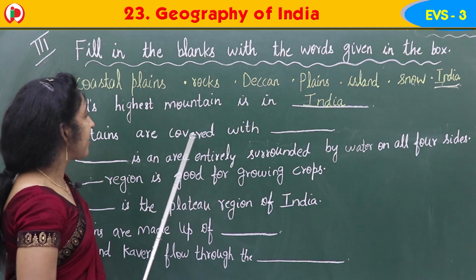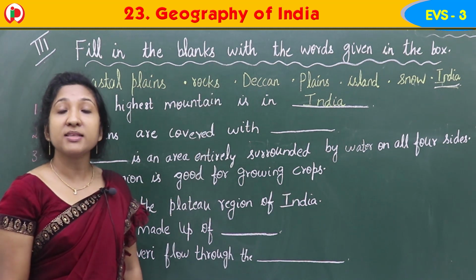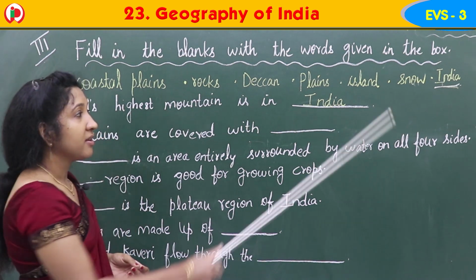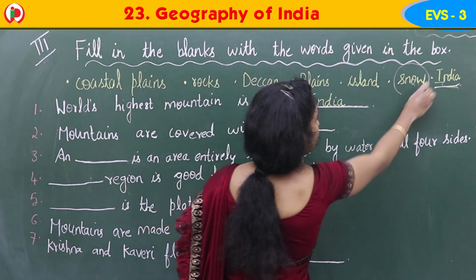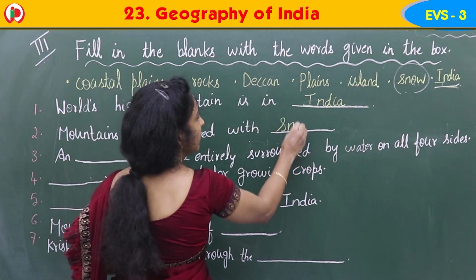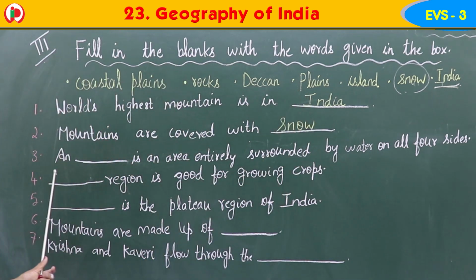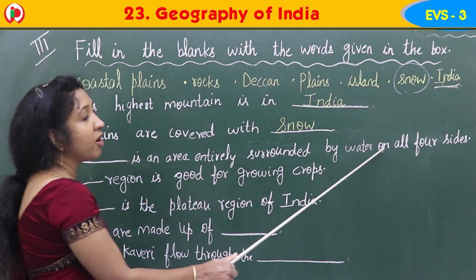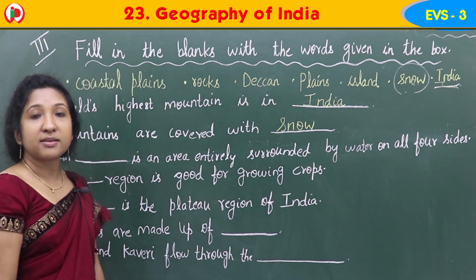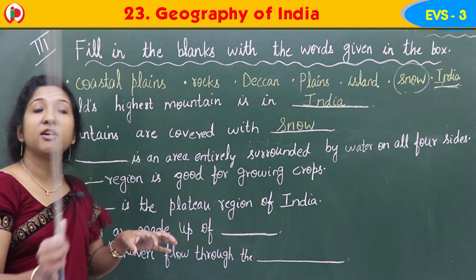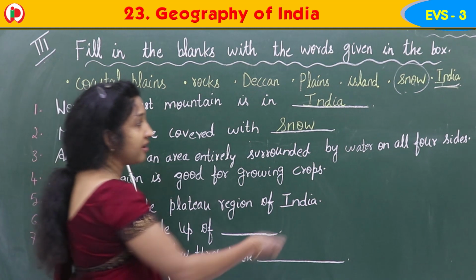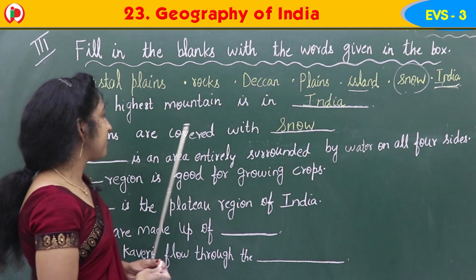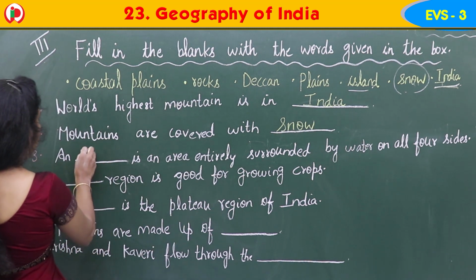Next, mountains are covered with dash. The top of the mountains are covered with, yes, snow. S-N-O-W, snow. This is the right answer. Now the third one, dash is an area entirely surrounded by water on all four sides. An area of land surrounded by water on all four sides is an island. So here you can write island.